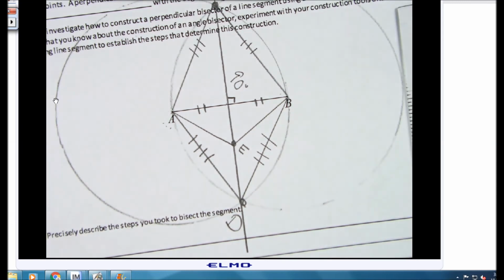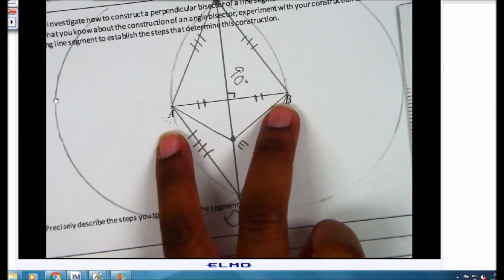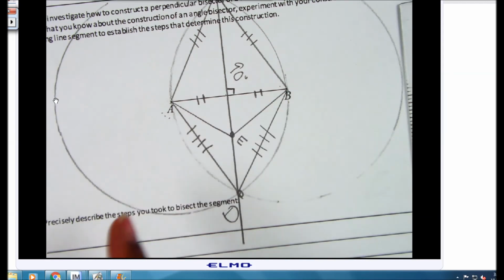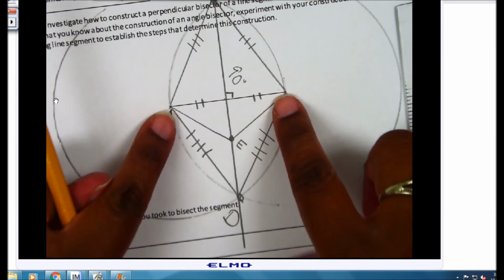Now, what that tells us is that the perpendicular bisector of a segment is symmetric with respect to the endpoints of the segment. The perpendicular bisector passes through the midpoint of the segment, and it forms right angles with the segment, and any point on the perpendicular bisector is equidistant to the endpoints of the segment.